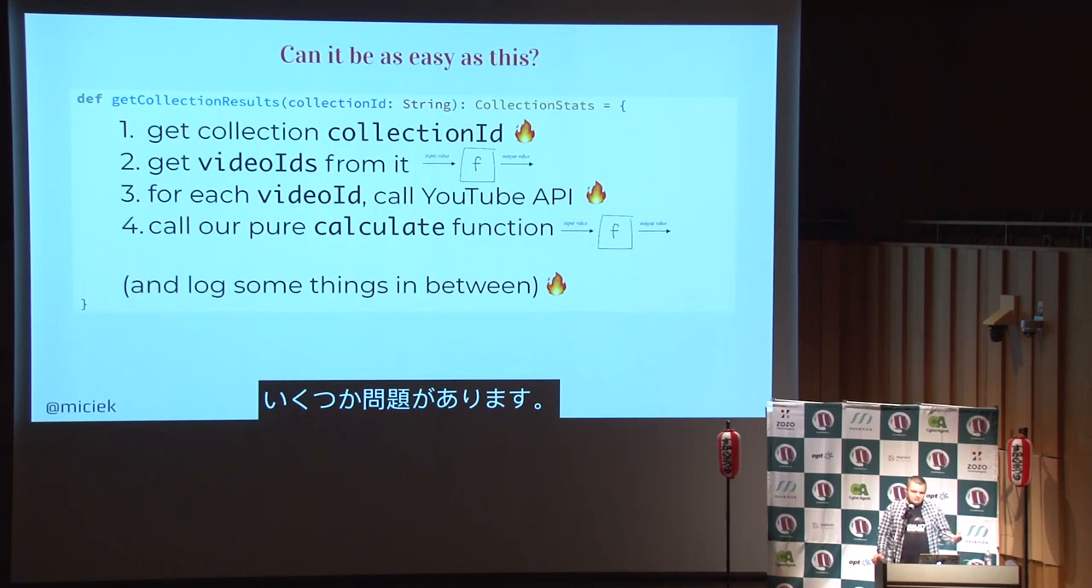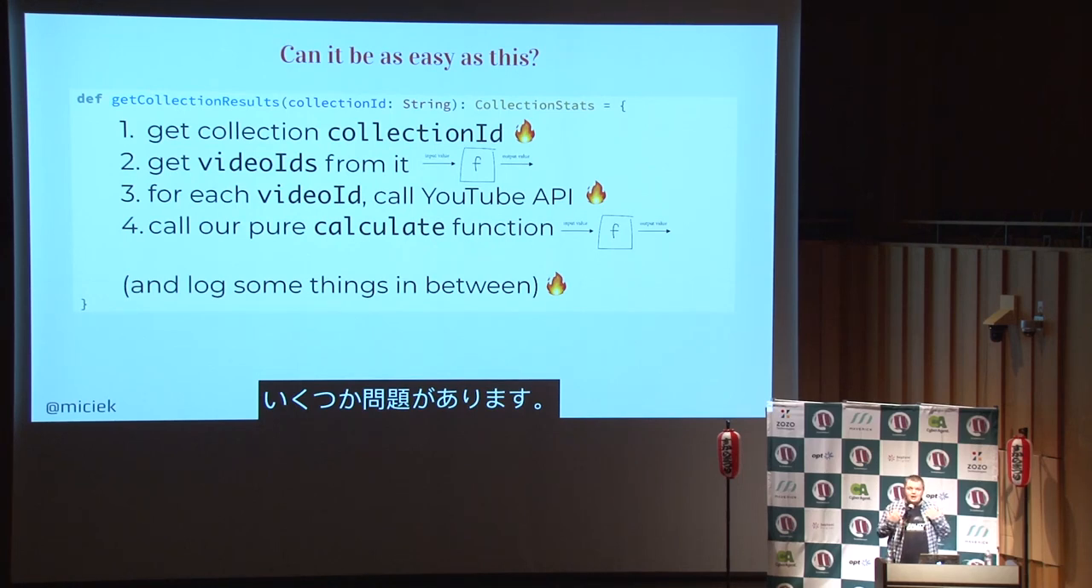We need to get the collection from our storage, from the database, in memory, whatever we implement. Given the collection ID in our signature, the function takes this parameter, we need to get a collection. Then from this collection, we need to get the video ID. I will just focus on YouTube to make it simpler, but you know, whatever.